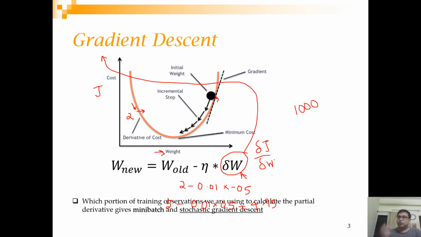The next option is something called mini batch gradient descent. You break the data into different short batches, like 100 batches or 100 groups, let's say. So you now update or calculate this del W for these 100 batches, not for the entire training observations.